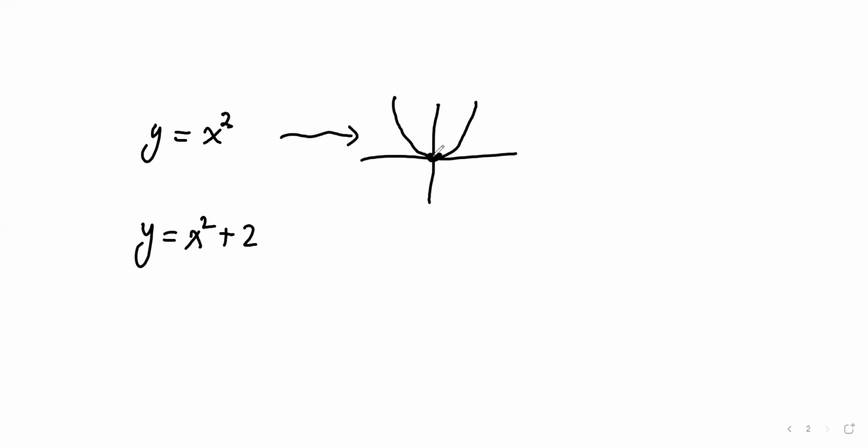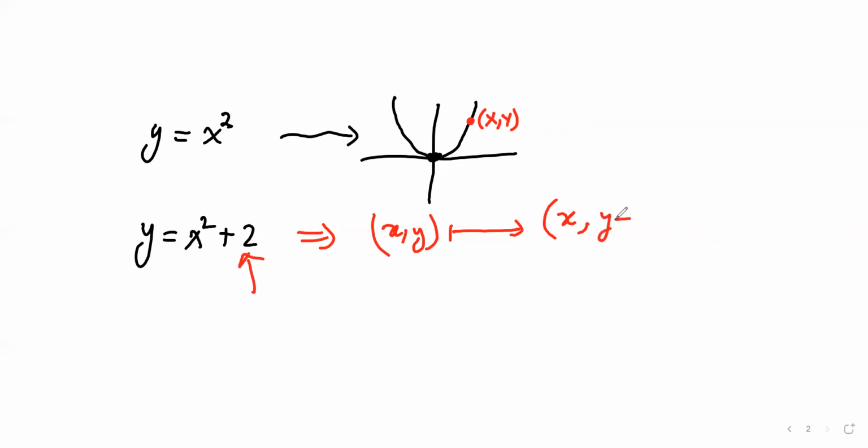Let's pick a random point on this graph, x, y. What this means is that x is not going to change, but I'm adding 2 to the y value. So 2 is added, and the new point will be x, y plus 2. This is a formulation of each point on the graph.